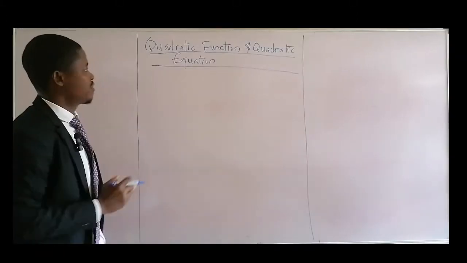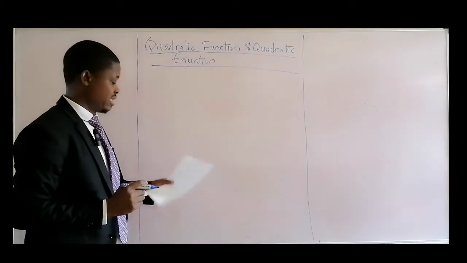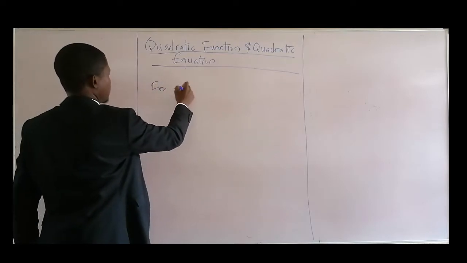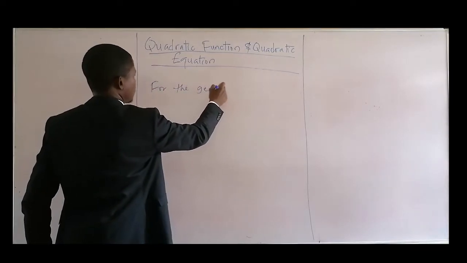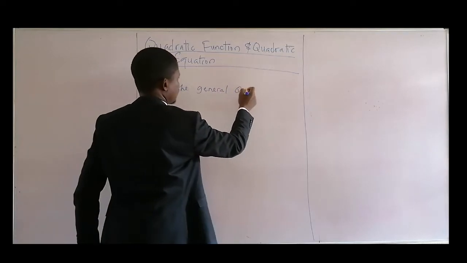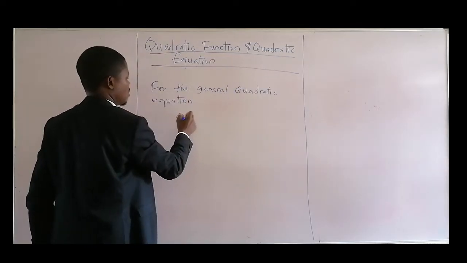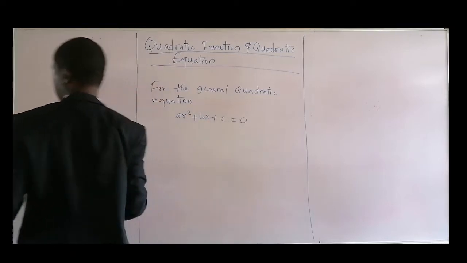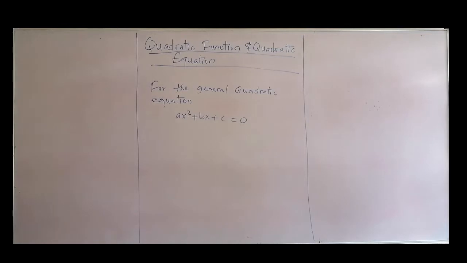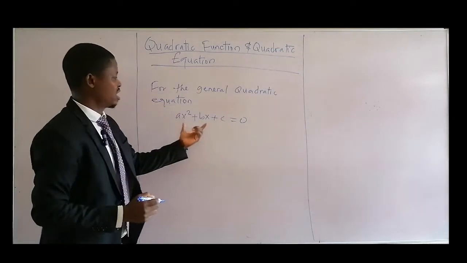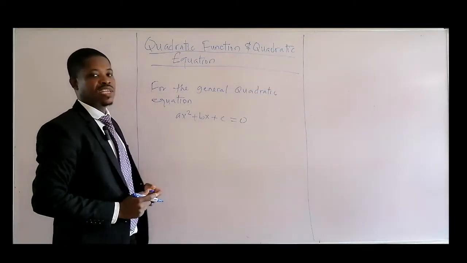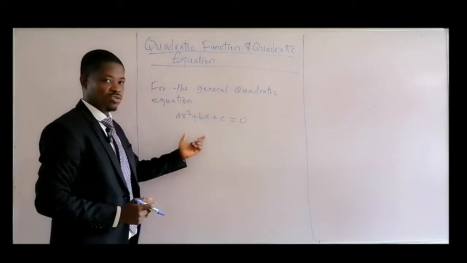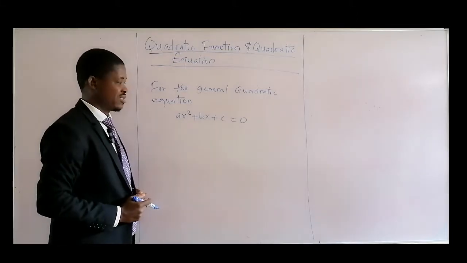So the topic is quadratic functions and quadratic equation. For the general quadratic equation, we have ax squared plus bx plus c equal to 0. So that's the general quadratic equation. And what we want to get here, we want to show how we get the quadratic formula. And we're going to use the completing the square method to generate the quadratic formula.